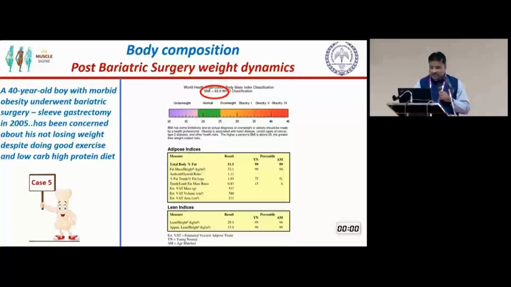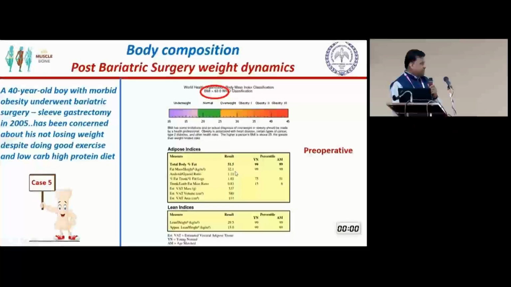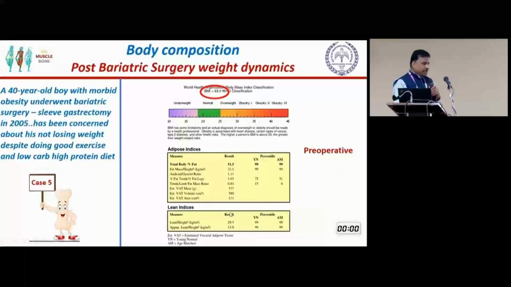So this was his initial preoperative body composition. Obviously, he had severe obesity, a BMI of 63, very severely obese. All the parameters are sky high: the total body fat, lean by height square, appendicular lean by height square.